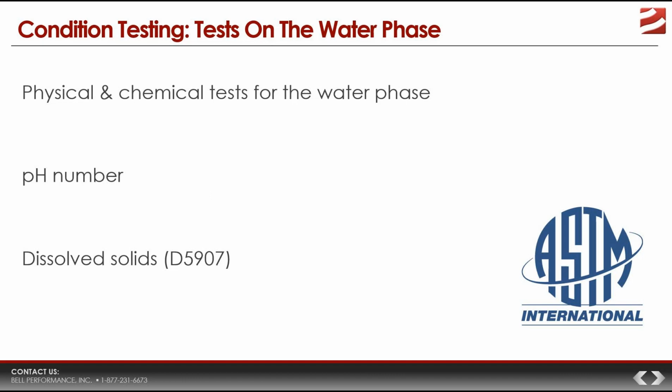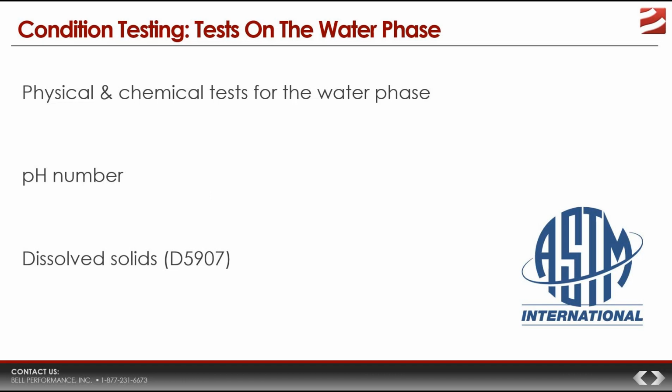pH. Microbes make both fuel and water more acidic. Now, we measure acidity in fuel by doing a test like total acid number. pH is what's best for aqueous systems like bottom water. Then there's total dissolved solids, D5907. If you have microbial contamination, it will cause elevated levels of dissolved solids to show up in the bottom water.